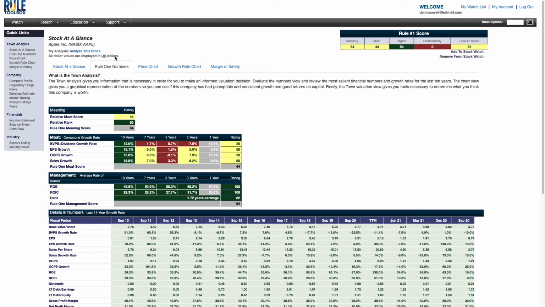So we can see here that Phil Town uses a number of different measures for the growth rates. Here you've got book value plus dividend growth rate, then earnings per share growth, operating cash per share, and sales. Each of these shows the percentage over the period of time. This is the compound rate over 10 years, 7 years, 5 years, 3 years, and over the last year. And the reason that Phil's using quite a few different numbers is so that the numbers can't really be faked.